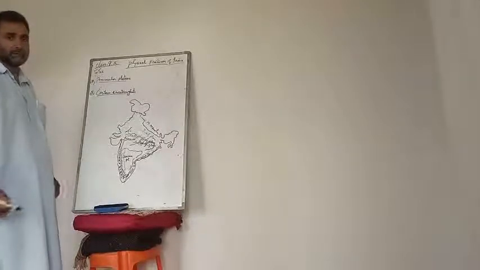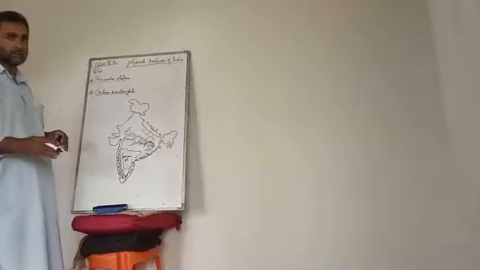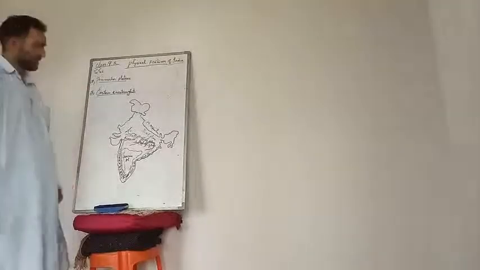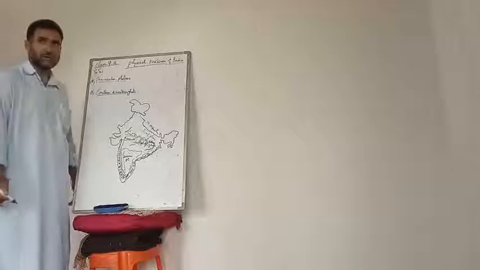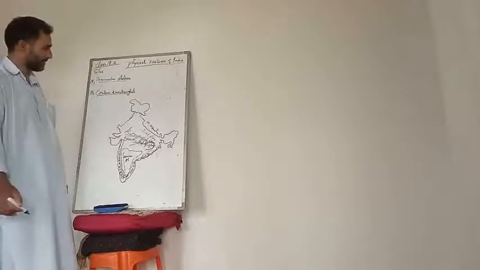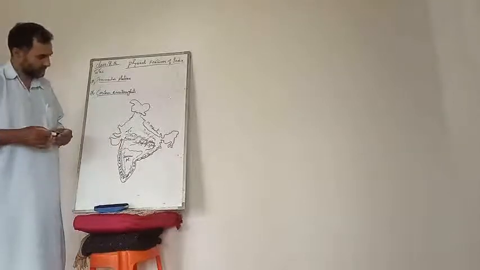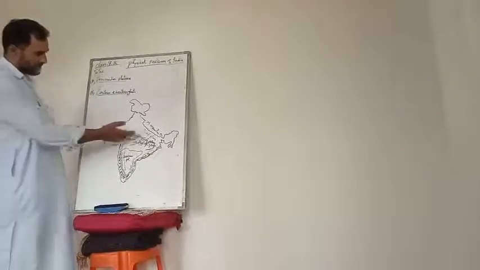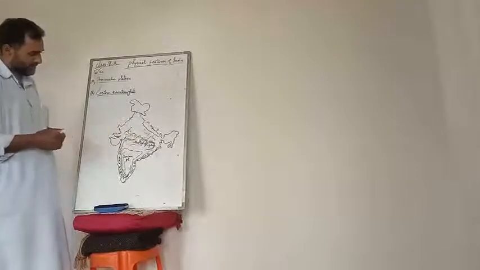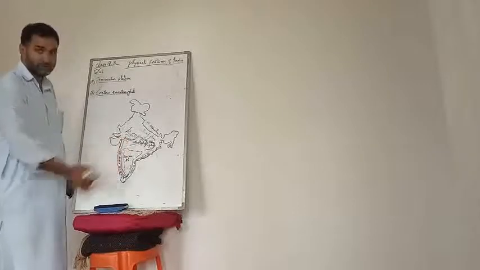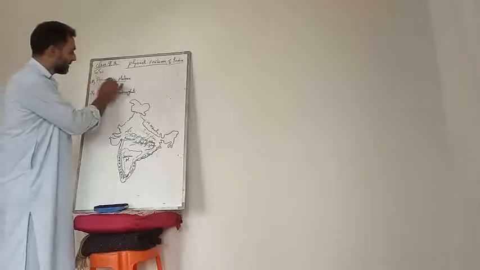First, the Plateau. What is Plateau? Plateau is a tableland. It is flat on the top and steep on the sides. So it is also called a tableland. Now the Peninsular Plateau, the south of the central plains or the northern plains, is formed by the plateaus. We divide this Peninsular Plateau into two groups of plateaus.